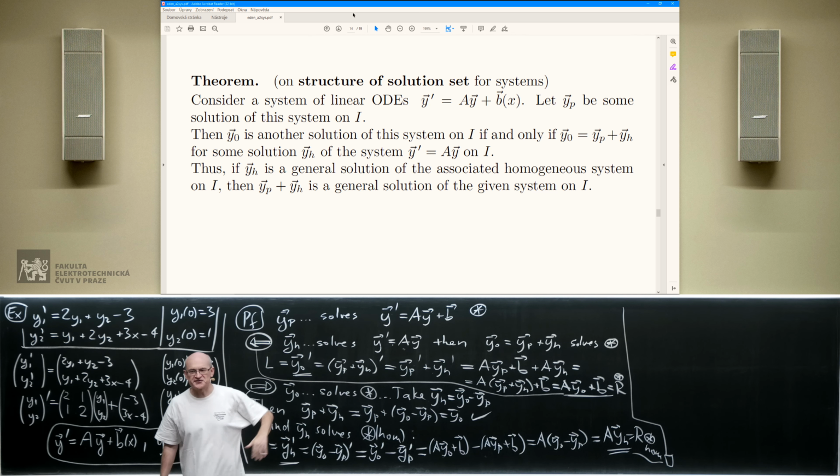And we have the structural theorem. Just out of curiosity, this example, we found the solution using elimination. Let's have a look at it. Let me put it here.